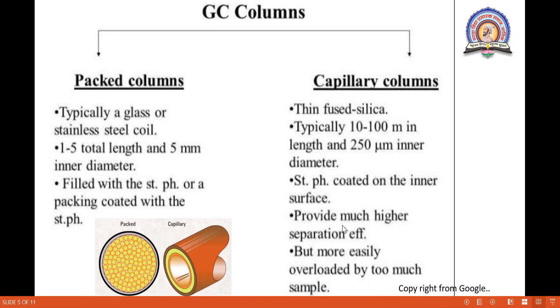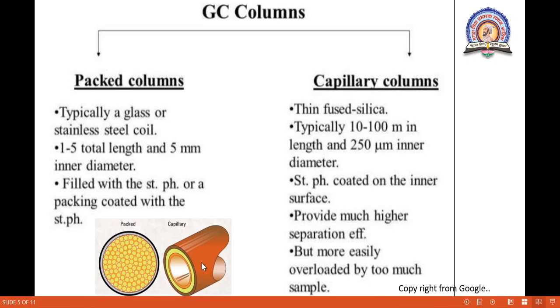So here the figure is there. Observing that figure, we can discuss this difference. Typically a glass or stainless steel coil is used here, 1 to 5 meter total length and 5 mm in diameter. It is filled with the stationary phase or packing coated with the stationary phase. So here the stationary phase is packed.